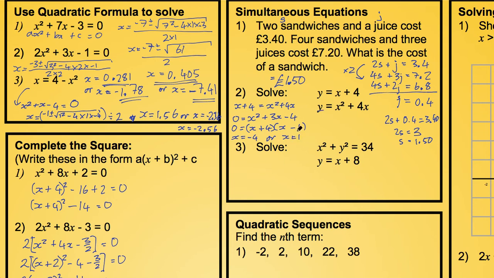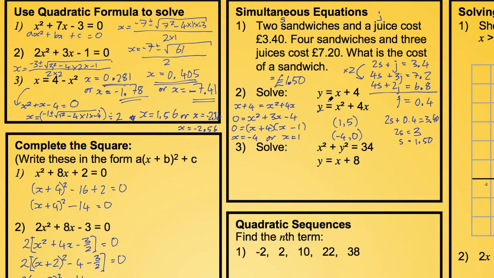And if that's the case, when x is 1, y equals 1 plus 4, which is 5. So my solutions are when x is 1, y equals 5, and when x is minus 4, y equals 0. Minus 4 plus 4 is 0. So those are my two solutions given as coordinates, but you could also give them as x equals 1, x equals minus 4, y equals 5, y equals 0.